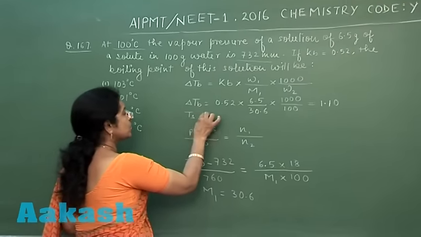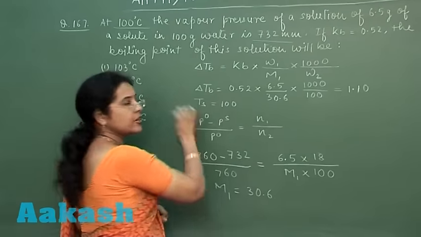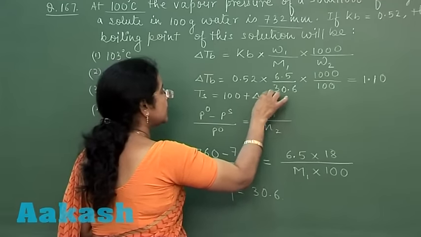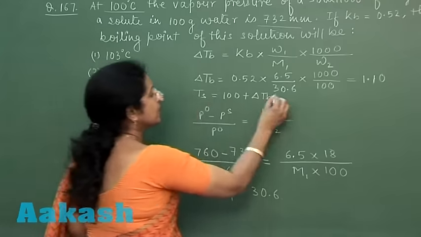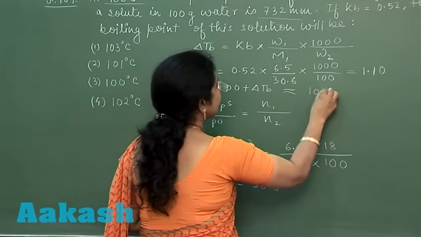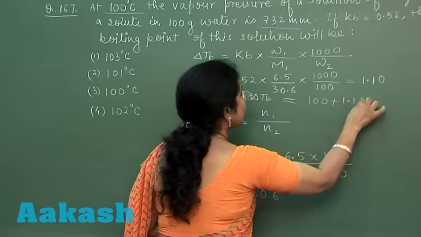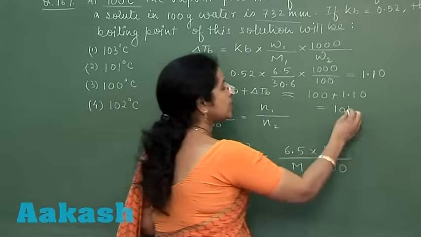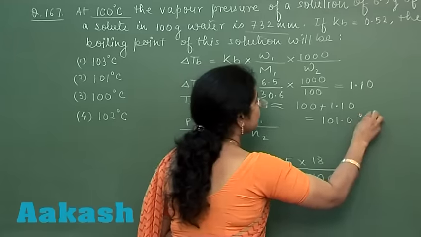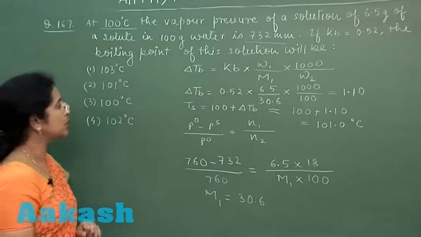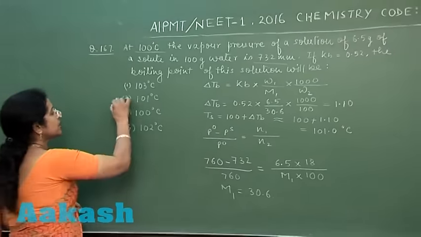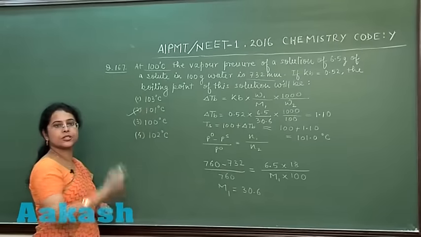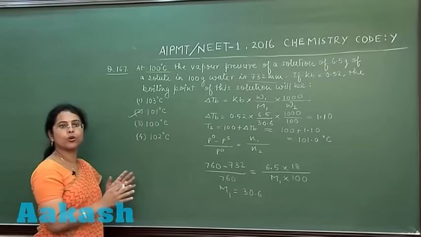Boiling point of solution is 100 degree, which is boiling point of pure water, plus delta Tb. So this is coming 100 plus 1.10. It means this is equal to 101.0 degree Celsius. So correct answer of the question is option 2. 101 degree Celsius is the boiling point of solution.